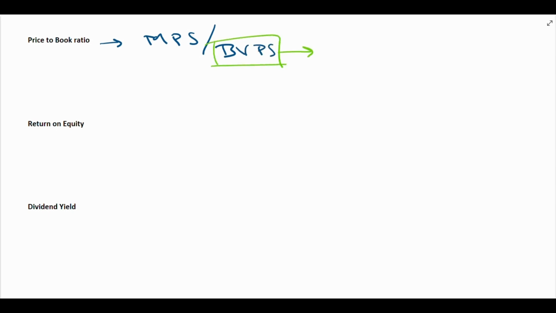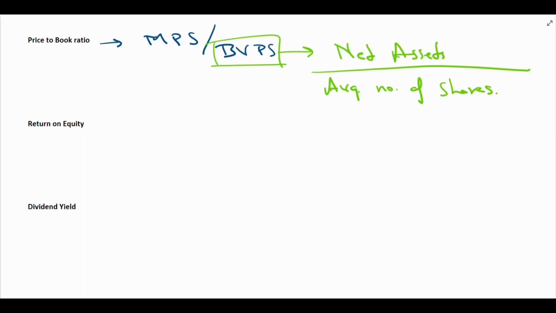The book value will be my net assets, which is my total assets minus total liabilities. And the book value per share will be net assets divided by the average number of shares. Again, the average number of shares will be based on the same logic as explained earlier. Now, what this ratio tells us is that it basically compares the company's stock price to its book value per share.